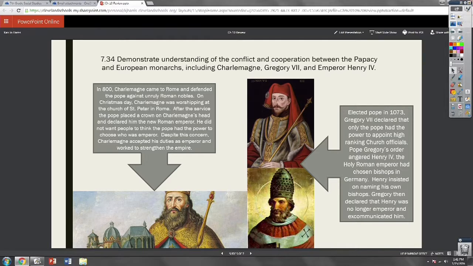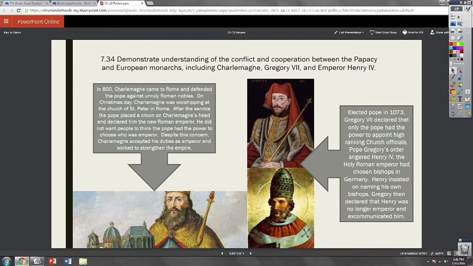and defended the Pope against unruly Roman nobles. On Christmas Day, Charlemagne was worshiping at the Church of St. Peter in Rome. After the service, the Pope placed a crown on Charlemagne's head and declared him the new Roman emperor. He did not want people to think the Pope had the power to choose who was emperor. Despite this concern, Charlemagne accepted his duties as emperor and worked to strengthen the empire. And later on, he will become one of the greatest Roman kings of all time.